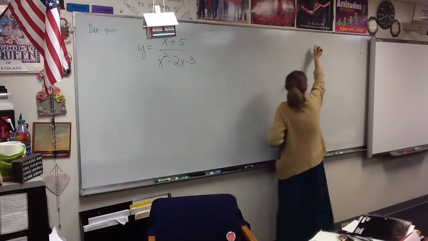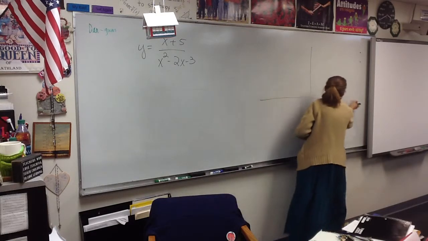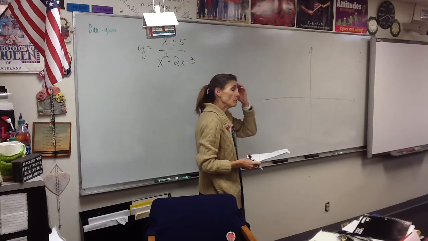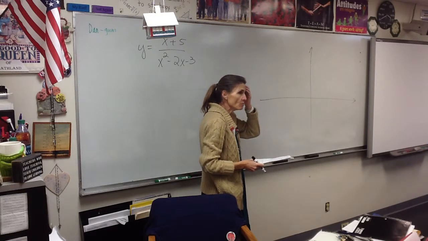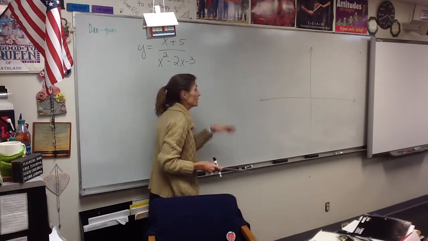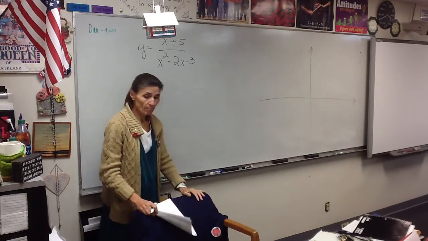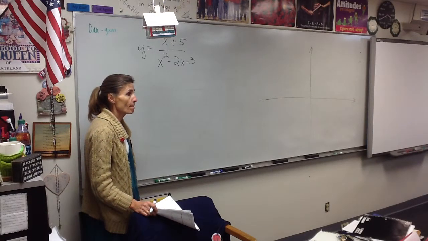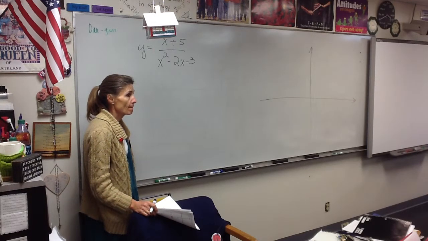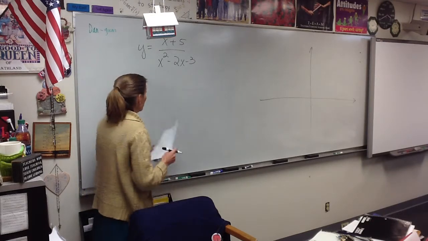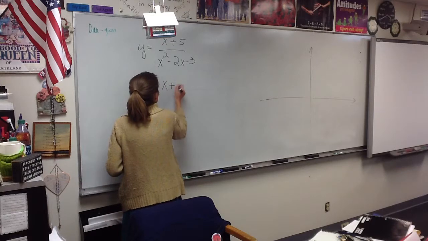We are going to sketch this. And in order to do that, we need to put in the asymptotes and the intercepts. Now, let's look at the problem. Who has a thought on how we could start? Savannah? Yeah. Let's factor the bottom.